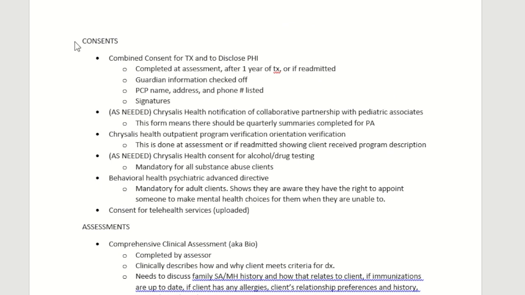So as you can see here, we have consents. This is one of the first things we look through in a chart. Every chart has to have a combined consent form. The combined consent form is done usually at assessment, but it can be done also if a client's been with services for over a year or if they've been readmitted. What we check is that the guardian information is checked off, that there's a PCP name and address and signatures.